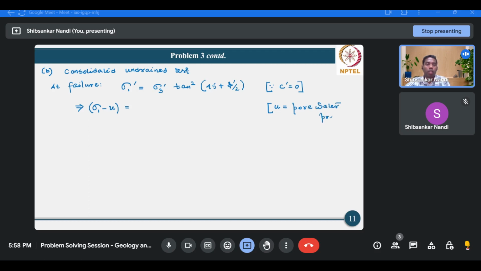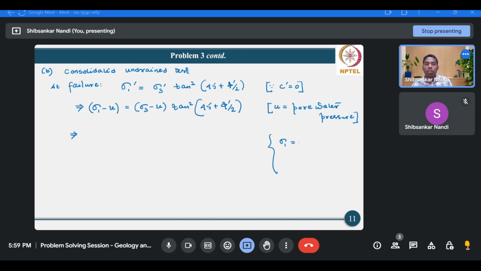And as you know that effective stress is total stress minus pore water pressure. So the effective major principal stress would be sigma 1 minus u. Similarly, the effective minor principal stress would be sigma 3 minus u tan square 45 degree plus phi by 2. Now, what are these values? Sigma 1, sigma 3, and phi prime.